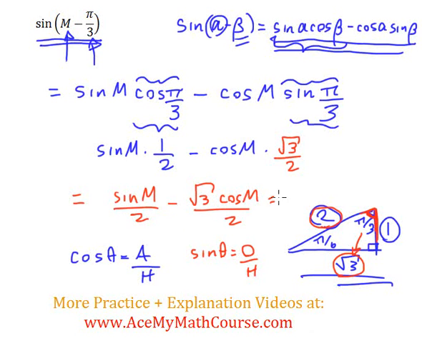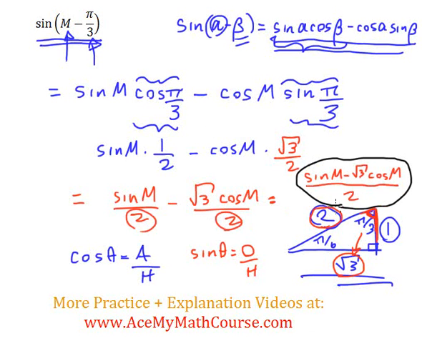I guess I can combine them because we have a common denominator. And I'll just write sine m minus root 3 cos m over 2. That is about as far as we can go. That is the final answer. Voila.